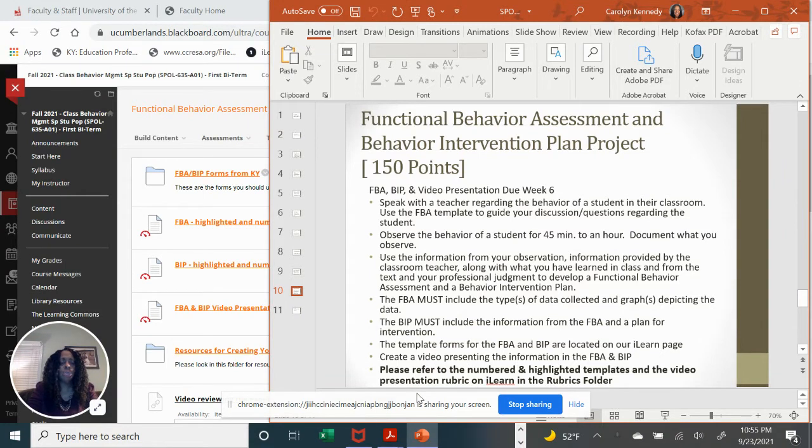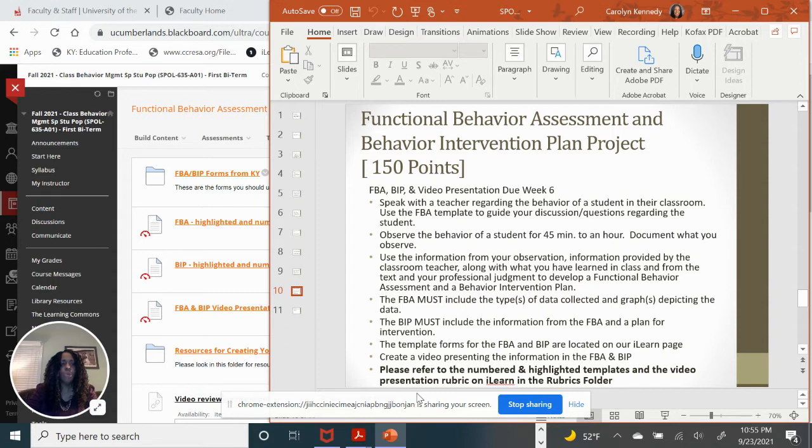When we talked about our major assignments from the first night of class, I gave you a little bit of information about each one. So this is kind of our culminating assignment. It's our signature assessment for our course, and it is the Functional Behavior Assessment and Behavior Intervention Plan project. For this project, you'll be completing an FBA, or Functional Behavior Assessment, a Behavior Intervention Plan, or BIP, and then you'll be presenting it in a video.